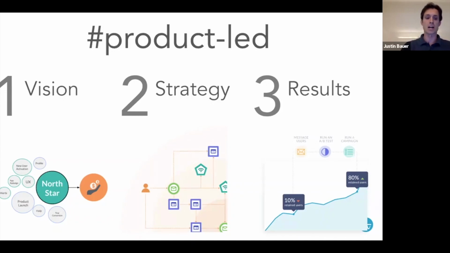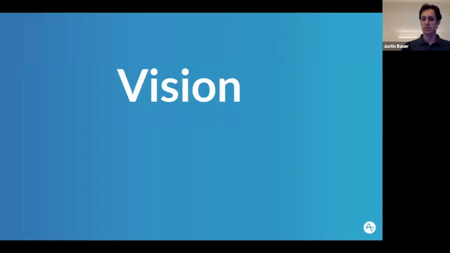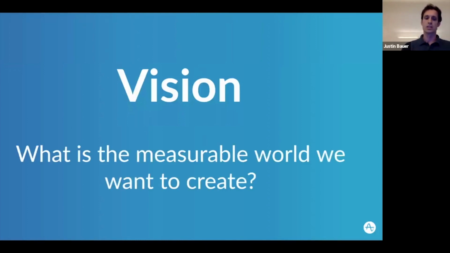And what we're about to talk about is how companies are doing all 3 of these things. So let's get right into that. First, we'll start with vision. So as I mentioned, all great product-led companies set a vision to create clarity around what matters for that company. Now, there's a lot of definitions of what a vision is, and the one that I like to use is the following. Vision is the measurable world that we want to create.